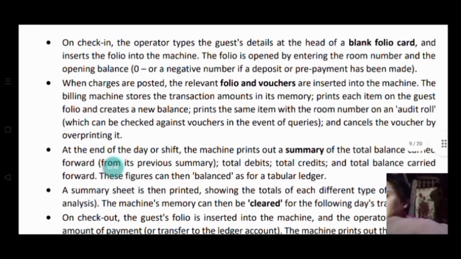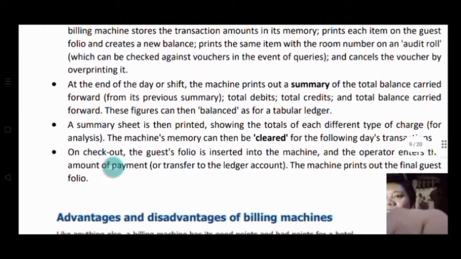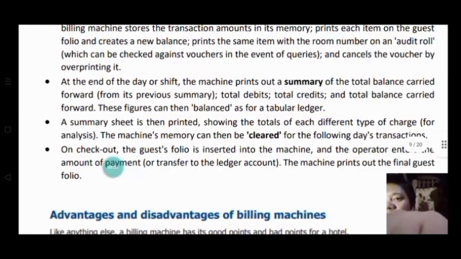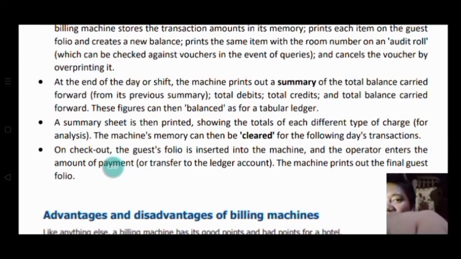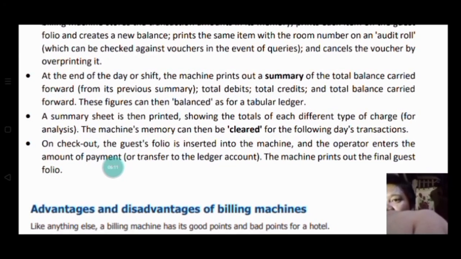And then, at the end of the day or shift, the machine prints out a summary of the total balance carried forward from its previous summary, total debits, total credits, and total balance carried forward. These figures can then be balanced as per a tabular ledger.